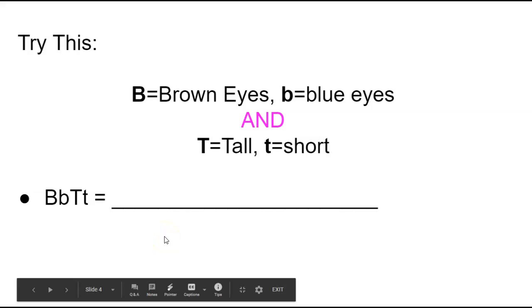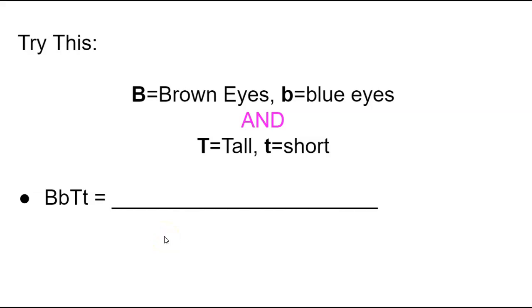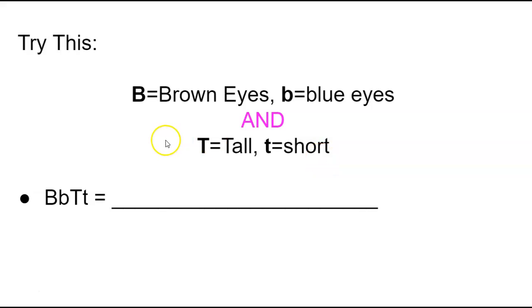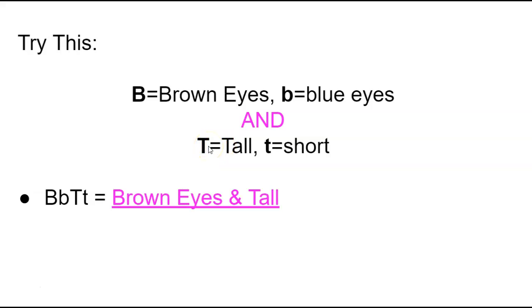So let's see an example, okay, where we have a genotype, some genes, with two traits. So we have up here, capital B is for brown eyes, lowercase b, blue eyes. Capital T for tall, lowercase t for short, okay? So an individual that's big B, little b, and big T, little t, what would be their phenotype? What would be their physical appearance? Because they have a big B, they would have brown eyes, and because they have a big T, they would be tall. So brown eyes and tall.